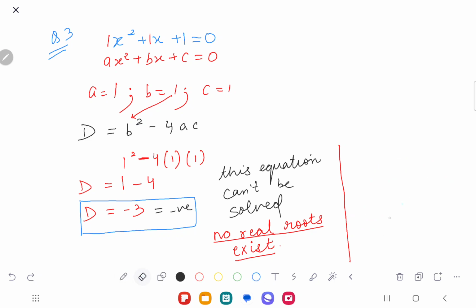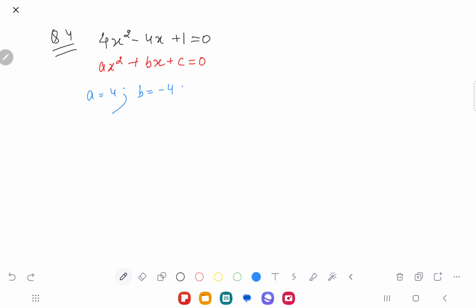So how do we work upon this? Understood up till now. Okay, next question. Question number 4. We have 4x square minus 4x plus 1 equals to 0. I have to check the nature of the roots. I will say ax square plus bx plus c equals to 0. So a here shall be 4, b here shall be minus 4, and c here shall be 1.